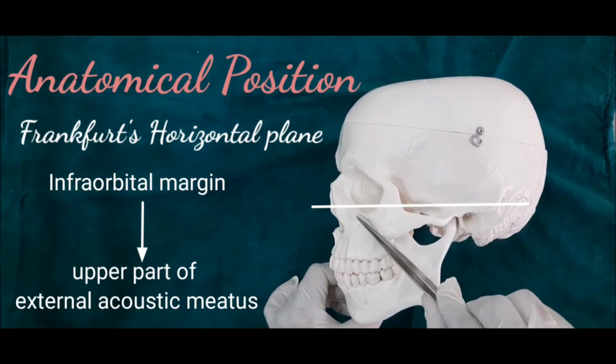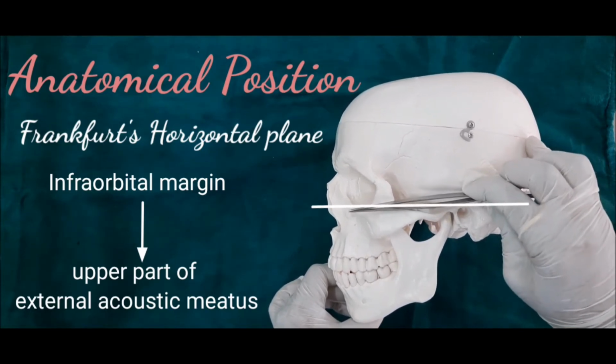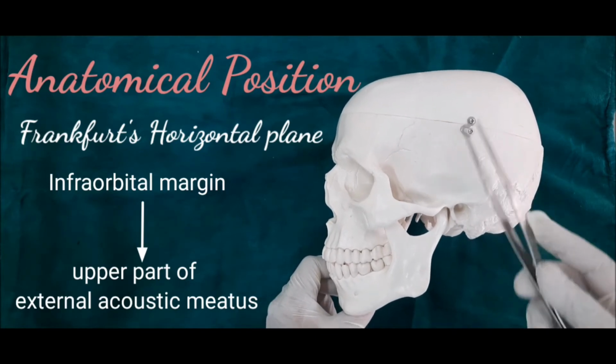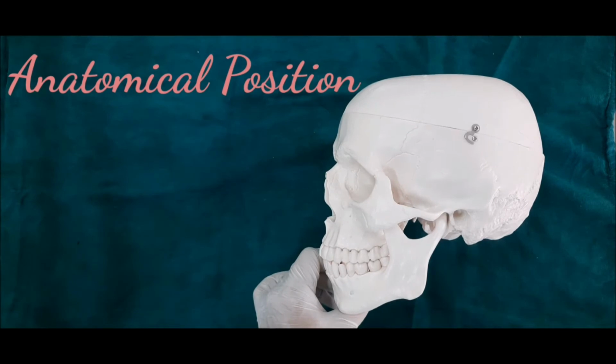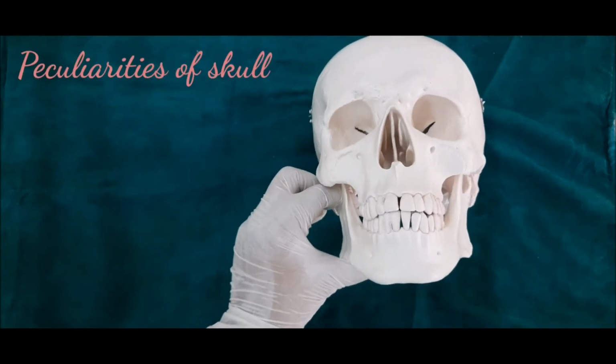From the infraorbital margin to the upper margin of the external acoustic meatus. So the skull can be studied by keeping it in either of these two lines of orientation.